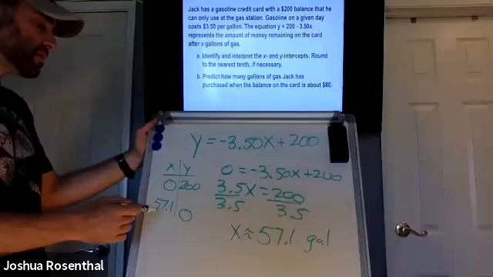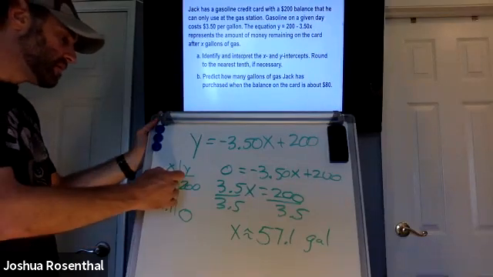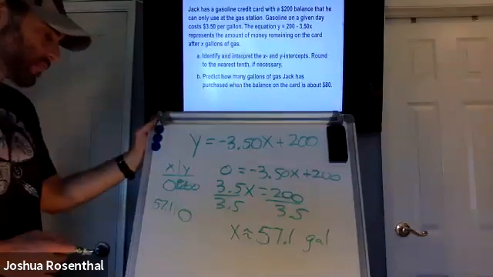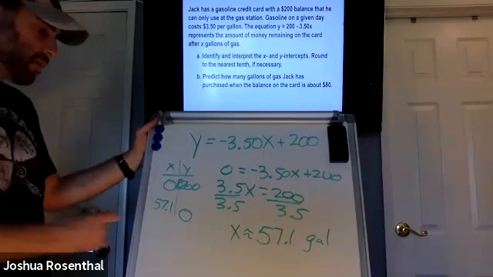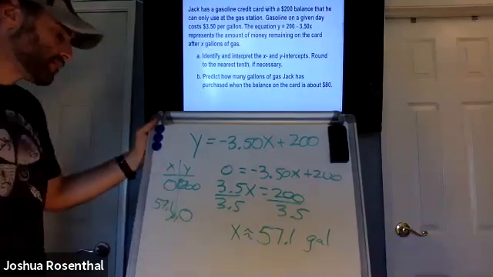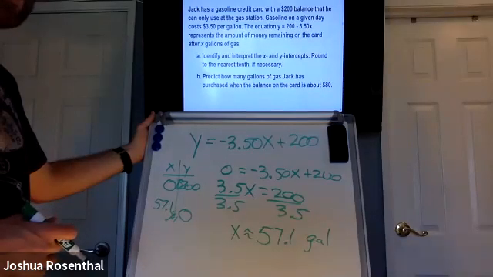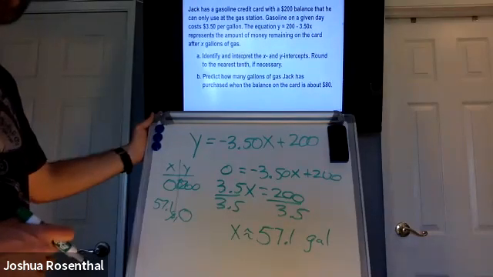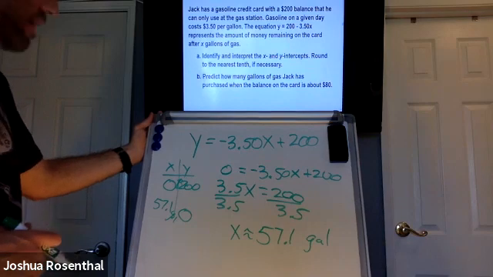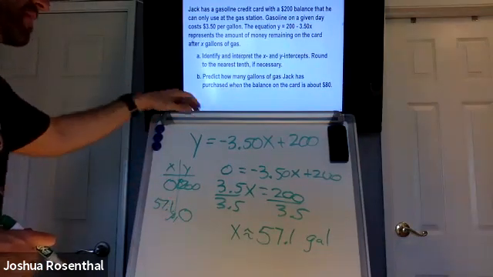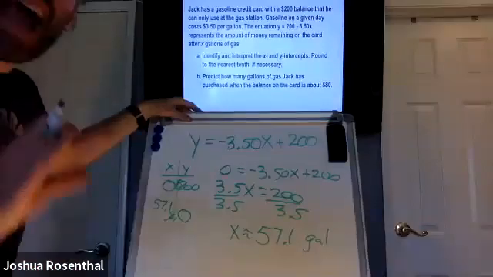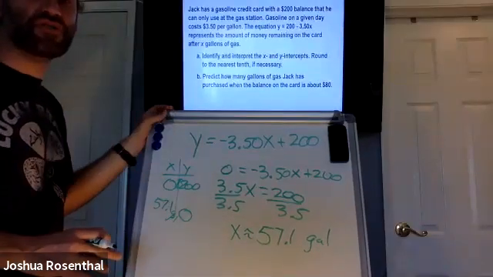What is the 200? It's dollars. What is the 57.1? It's gallons. But that's not enough. That doesn't interpret it all the way. That's only half the interpretation. What is the full interpretation? What does the $200 represent? How much money he has on his card when he doesn't spend any, when he doesn't get any gallons of gas. Exactly. Wow, you nailed that one.